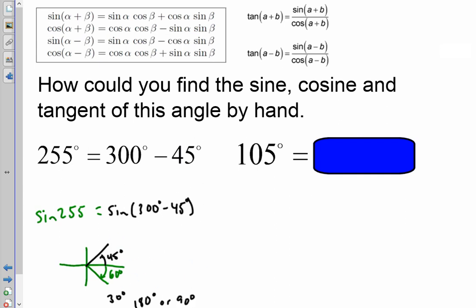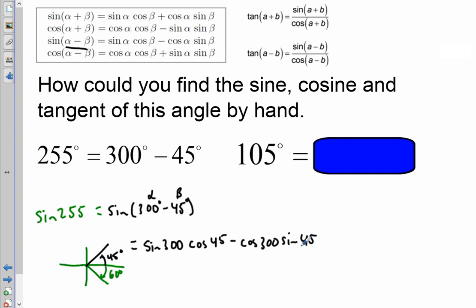Now from here, what we're going to do is use the property of the difference right here. So with that, we're going to take the sine of 300 minus 45. Well, that is the difference of two angles. This is going to be alpha, and this is beta. So we're going to write the sine of our first angle, so it'll be the sine of 300, times the cosine of beta, which in this case is 45, minus the cosine of alpha, which in this case is 300, times the sine of beta, which is 45 degrees.